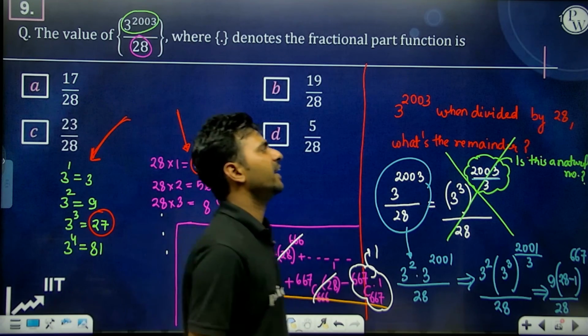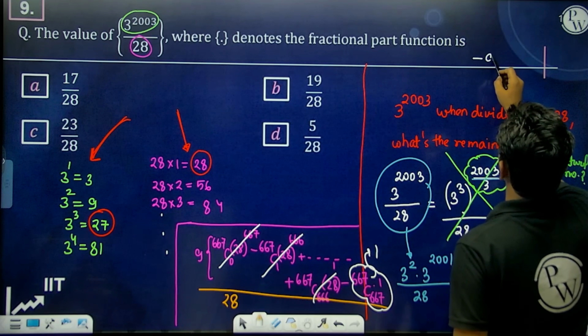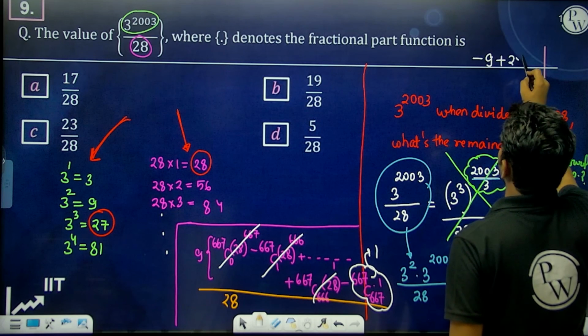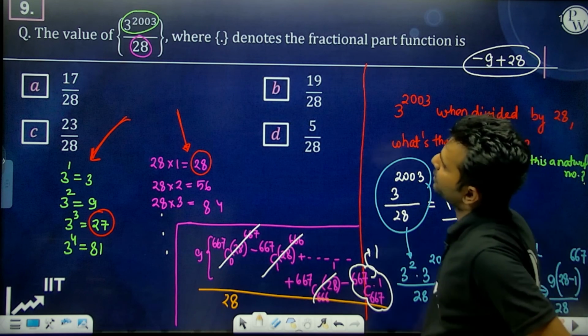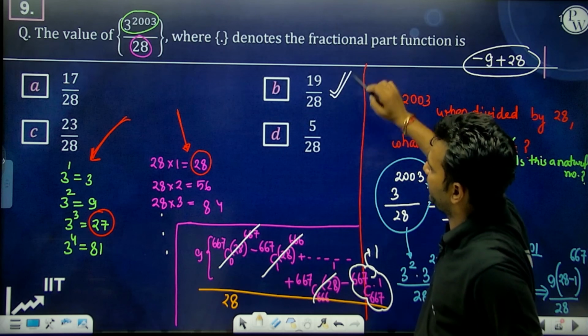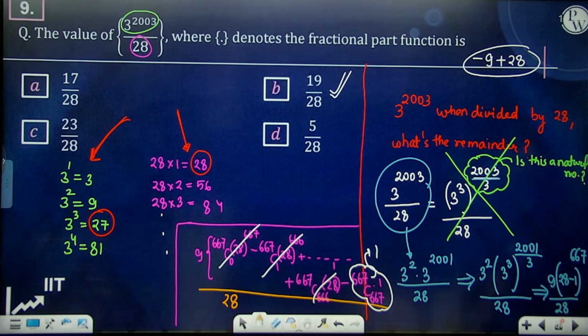No. Remainder can never be negative. Whenever a negative remainder comes, just add the number by which you are dividing. So your answer is going to be minus 9 plus 28, which equals 19. So the fractional part is going to be 19 by 28. B is the correct answer, kids.